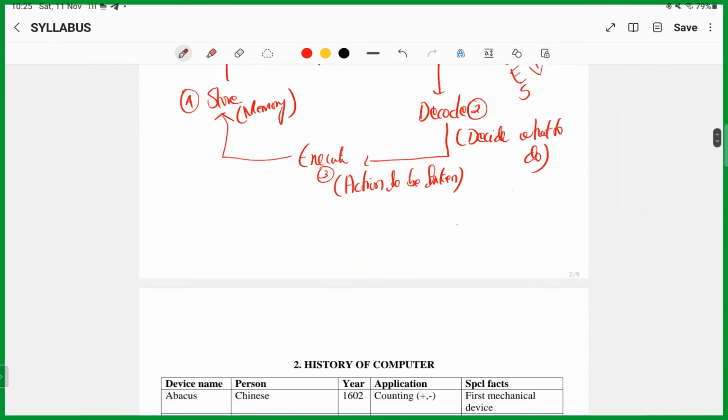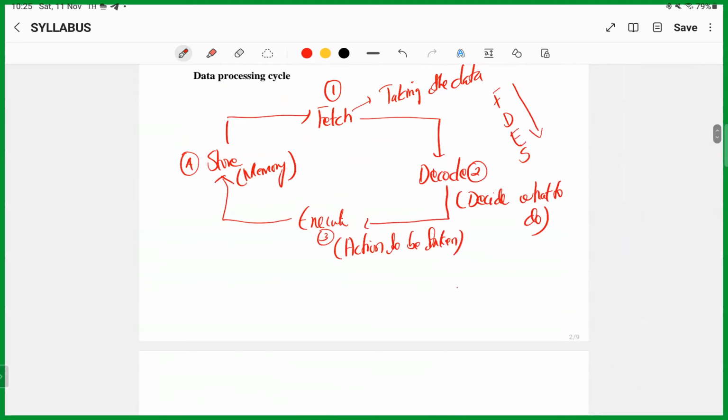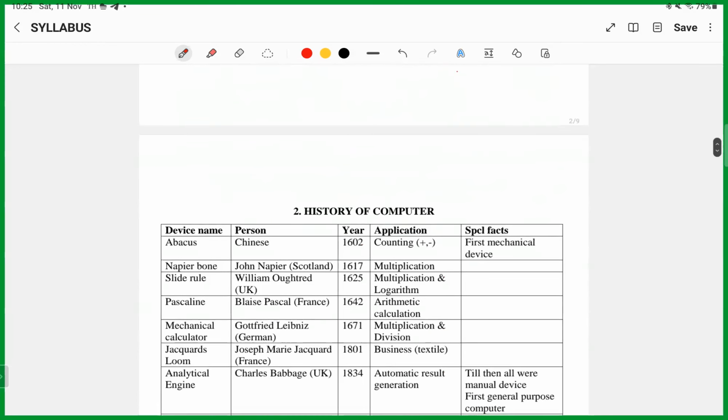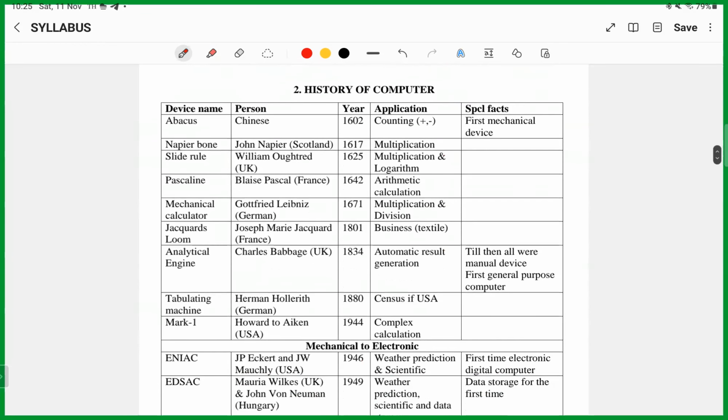Let us move to the next one. Next one is purely factual, guys. History we are talking about. We'll be studying how computer has evolved. We'll start with the history of computer. You can write it. I can give you this PDF as well. It's not a big deal. I'll share it after the class.